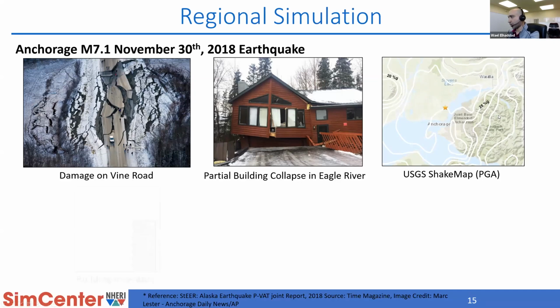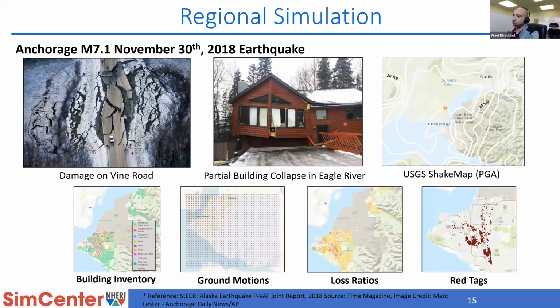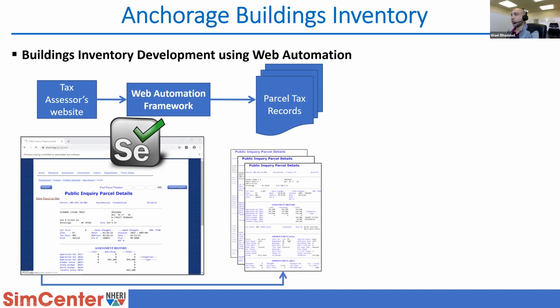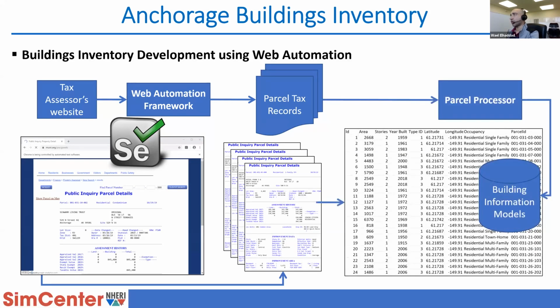And this is the USGS ShakeMap. In the SimCenter, we have this test bed where we try to populate the building inventory for Anchorage and simulate the ground motion on a regional scale and do damage and loss assessment to get loss ratios and red tags. So the way we do this is basically by using web automation. We try to control the web browser using this Selenium framework to get the parcel text data. And we use a processor to process this text data to get information about the building inventory. So we populate the building inventory basically using the tax assessor data. And I'm going to show you guys this in a little bit, in the demo.